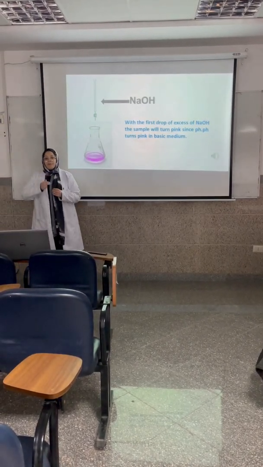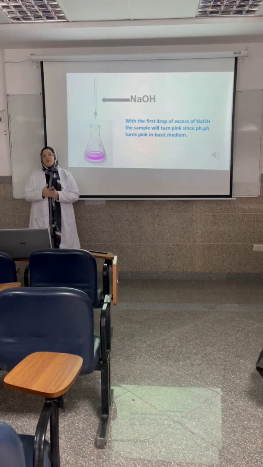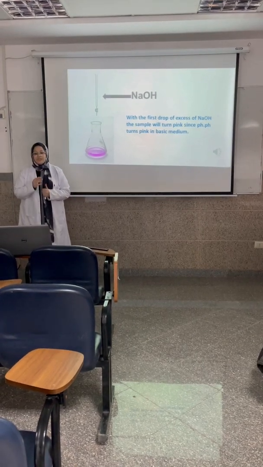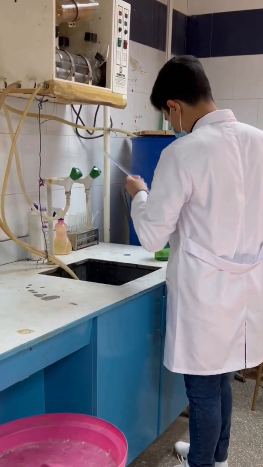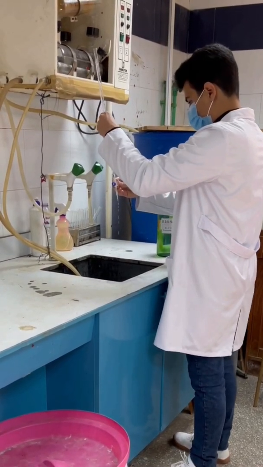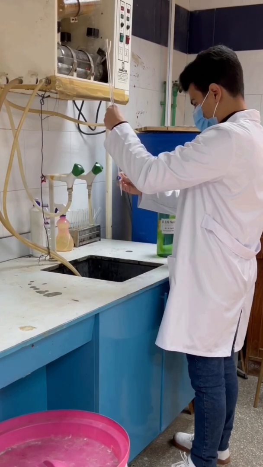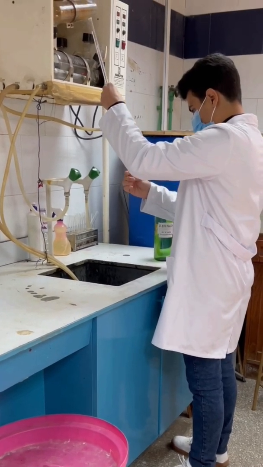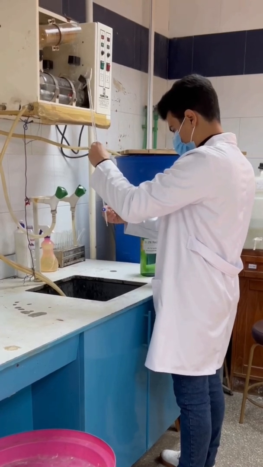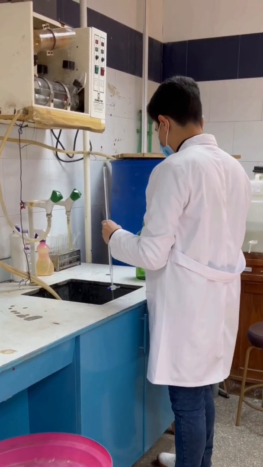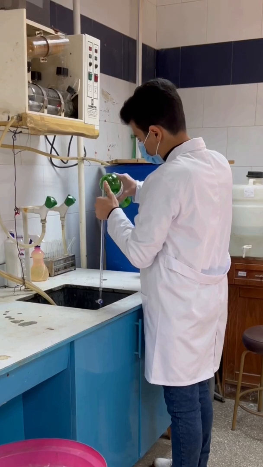With the first drop of excess NaOH, the sample will turn pink since phenolphthalein turns pink in the basic medium. We wash the conical flask with distilled water. We're gonna wash the burette with water. Then we're gonna wash the burette with the titrant NaOH.